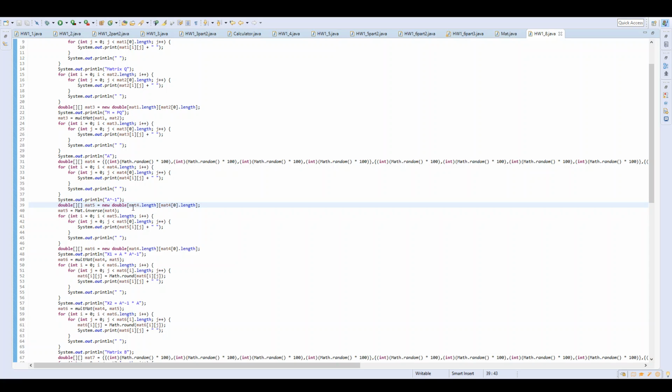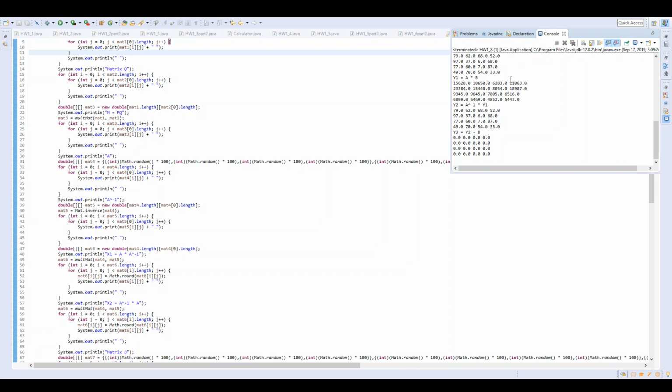Let's see what else I need. So, I have x1 equals a times inverse a, which is going to be the identity matrix. I have x2 equals inverse a times a, which will also be the identity matrix. I have y1 equals a times b, and I have y2 equals inverse a times y1, and I have y3 equals a times y2 minus b.